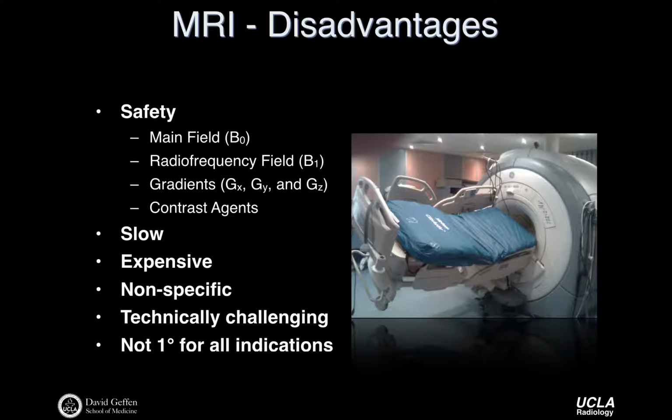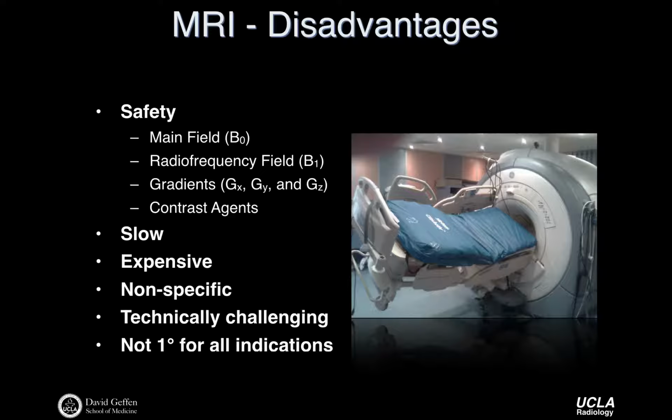Probably the biggest safety consideration is related to B0. And the idea is, of course, you've got an extremely strong magnetic field here, 3 Tesla or 1.5 Tesla, and you don't want to go into that room with the wrong device. In this case, a ferromagnetic crash car, right? That's a very expensive day of work.